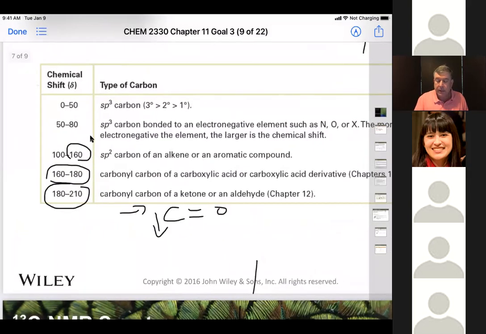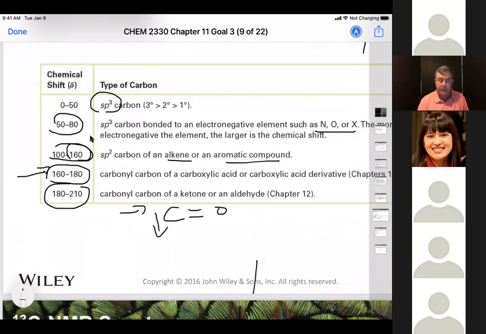The most sp3 hybridized are going to be the lowest. The sp3 hybridized with electronegative atoms are next. The sp2 hybridized alkenes and aromatics are next. And then we have carboxylic acids. The carboxylic acids are lower because they have a carbonyl plus an electronegative atom on them, and a carbonyl without electronegative atoms, so ketones and aldehydes, are higher. So you see how that trend is following with what we saw, the basic shift pattern in proton NMR as well.